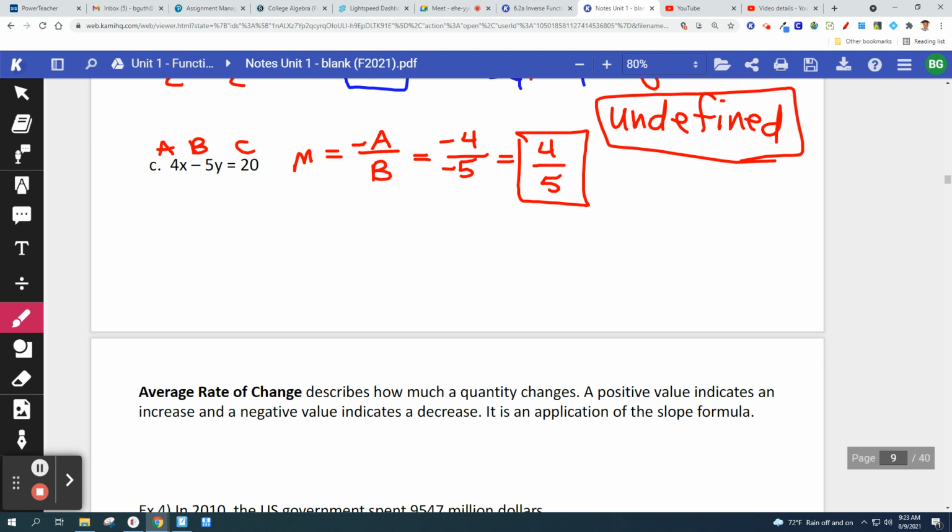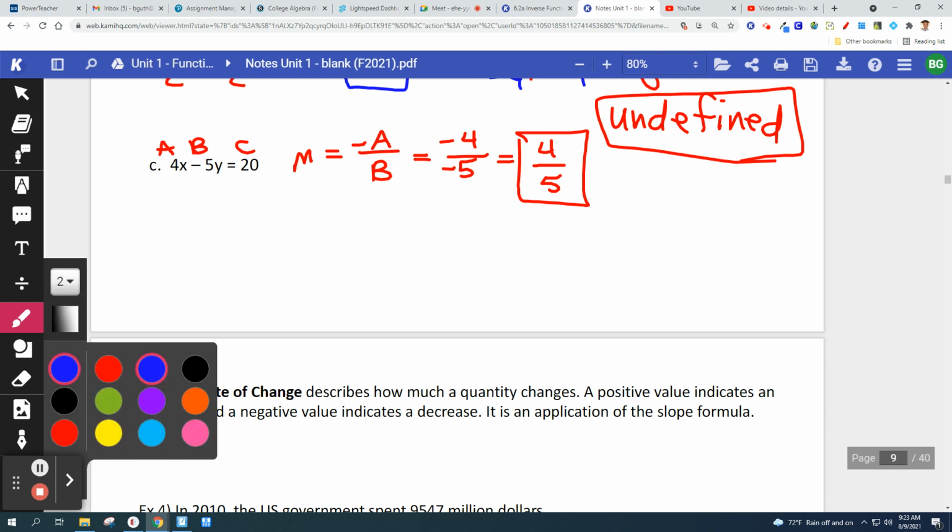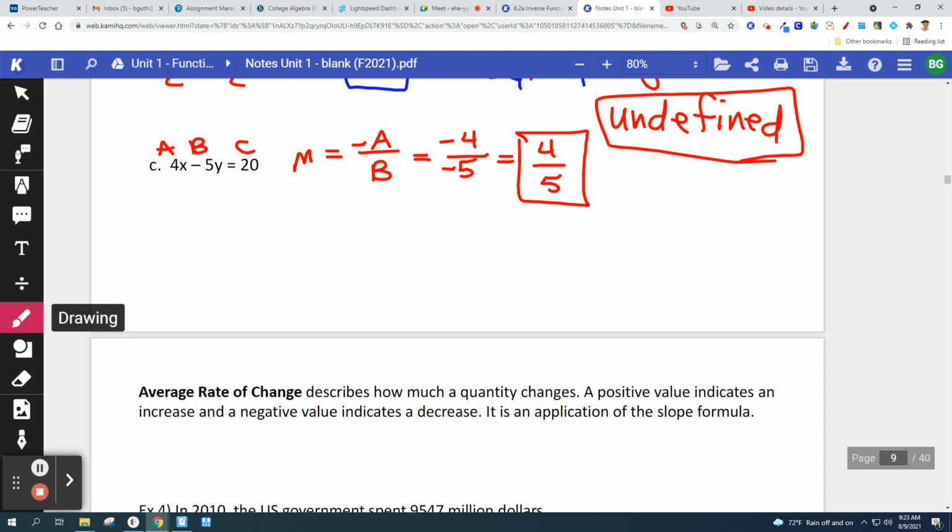Now, if you're like me, you're going to have a hard time remembering that formula. It's just an extra formula, you hardly ever see it. So you still could do what your gut probably told you to do. If you had to find the slope of this, I bet a lot of you would say, well, let's just put it in slope-intercept form. Negative 5y equals negative 4x plus 20. Let's divide by negative 5.